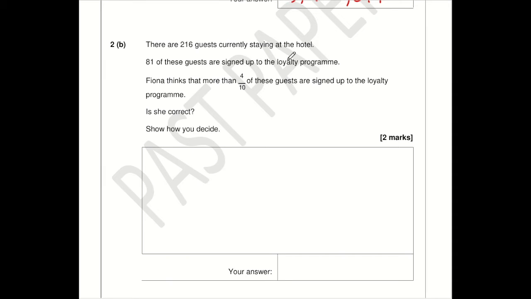Okay, so there are 216 guests, 81 of which are signed up to the loyalty program. Fiona thinks that more than 4/10 are signed up to the loyalty program. So what we need to do is work out, what is 4/10 of 216? When you're working out a fraction of a total, you take your total, divide it by the number on the bottom, and then multiply it by the number on the top. So grabbing your calculator, 216 divided by 10 is 21.6. Multiply that by 4, we get 86.4. Okay, so 4/10 is 86.4.